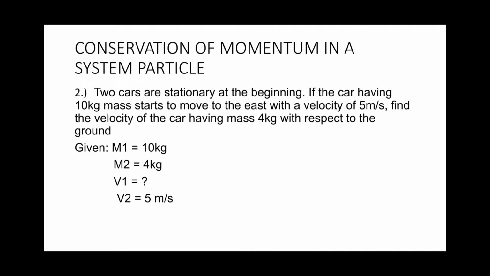Okay, let's have another example. Two cars are stationary at the beginning. If the car having 10 kg mass starts to move to the east with a velocity of 5 meters per second, find the velocity of the car having mass of 4 kg with respect to the ground. First, we will write down the given. Mass 1 is equal to 10 kilograms. Mass 2 is equal to 4 kilograms. Velocity 1 is unknown. Velocity 2 is 5 meters per second.